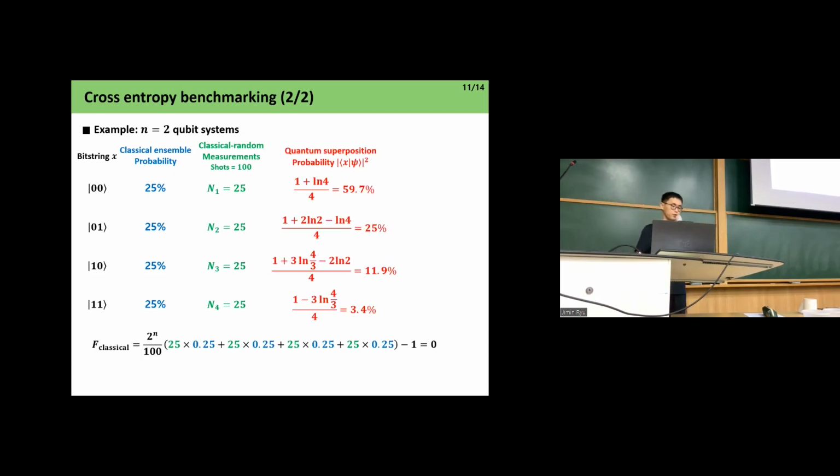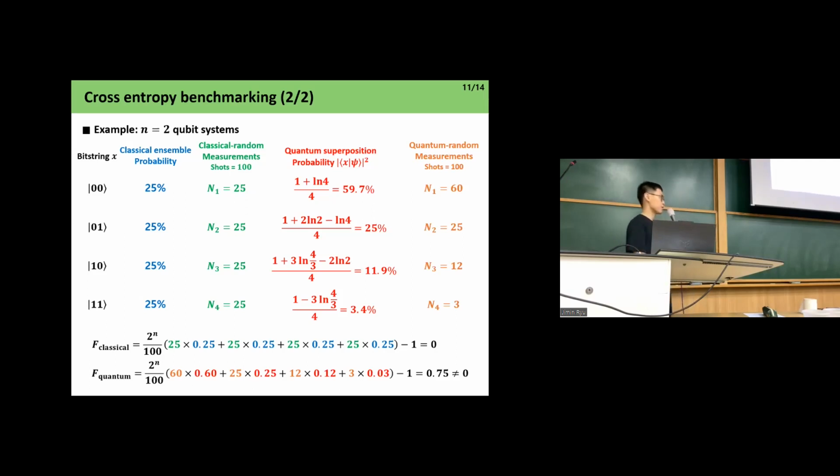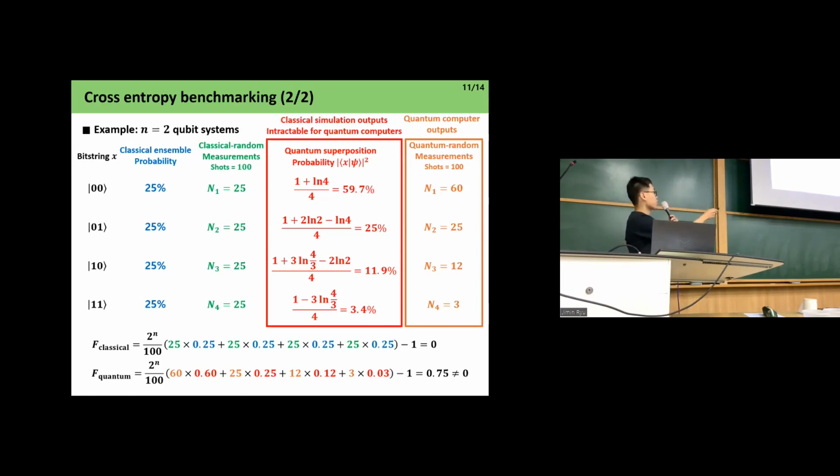However, for quantum computers, as I told you, the probability distribution is not uniform. They're different. One example of being different is given by these probabilities: 60%, 25%, 12%, and 3.4%, whatever. If you perform 100 measurements and compute the quantum XEB, then you can see that it is generally larger than 0. This means that if your quantum computer really outputs these outcomes according to the probability amplitudes, then its XEB should be larger than 0, unlike its classical counterparts. One main disadvantage of XEB is that we have to compute the quantum superposition probability, as in the red box, which we cannot do with quantum computers. We have to perform classical simulations to get those outcomes.